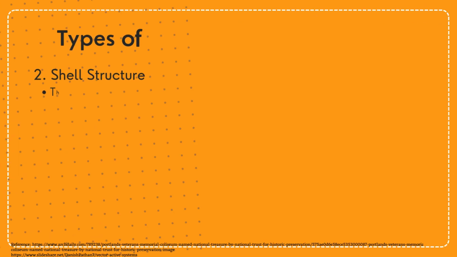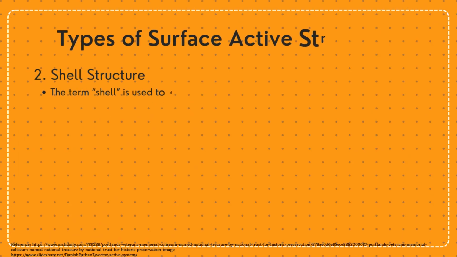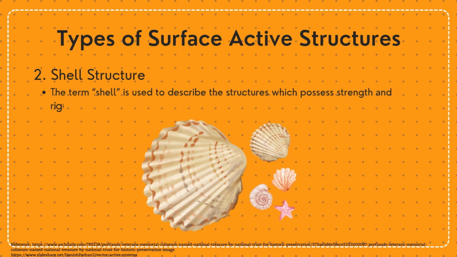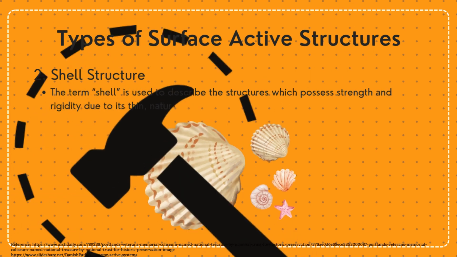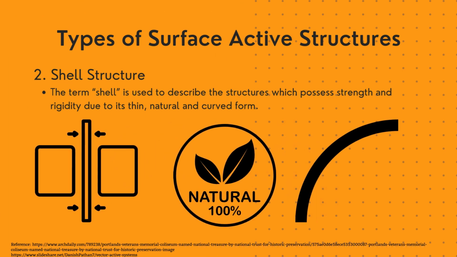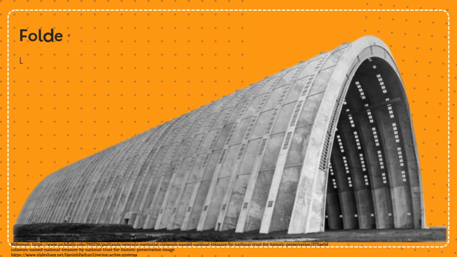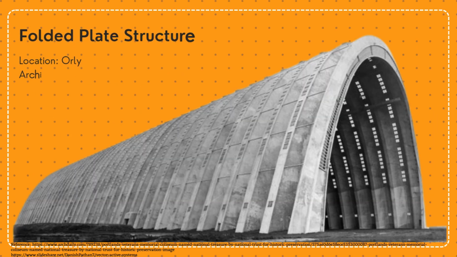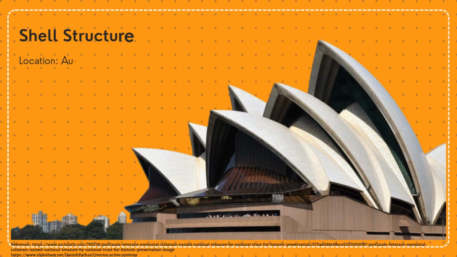The other type of surface active structure is shell structure. The term shell is used to describe the structure which possesses strength and rigidity due to its thin, natural, and curved form. For the example of folded plate structure, we have airship hangars in Orly, and its architect is Eugene Freycinet. For the example of shell structure, we have Opera House in Australia, and its architect is Jorn Utzon.